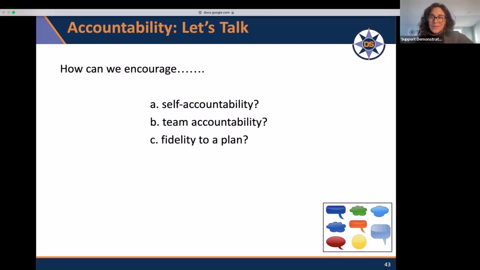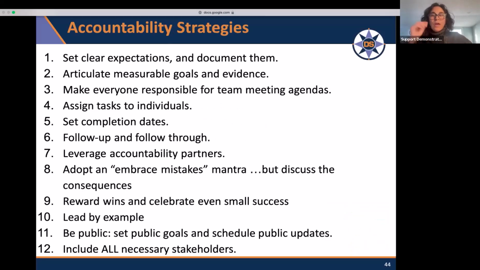Or oftentimes at work, I will ask someone to hold me accountable with intentionality, or I'll set up a meeting so I know I'm accountable to get something done, that kind of thing. Team accountability has to do with communication, and then fidelity to plan. We'll talk about that too. So these are 12 accountability strategies that our group really believes in.